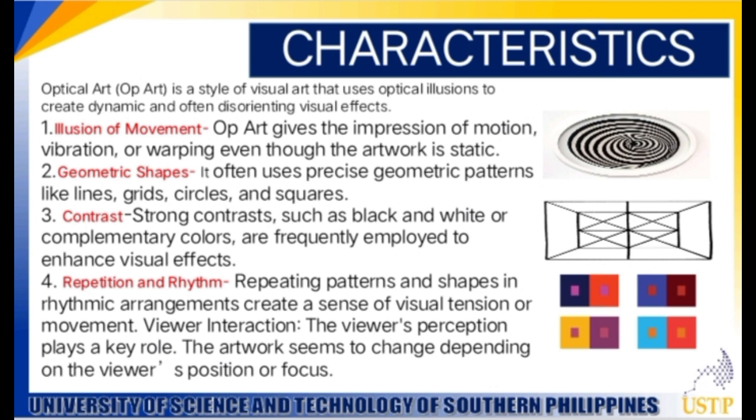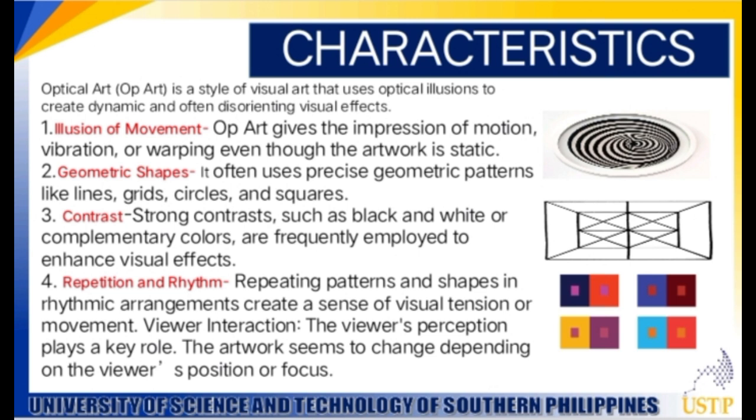So here are the characteristics of optical art or op art. The first one is illusion of movement. Op art gives the impression of motion, vibration, or warping even though the artwork is static. So the illusion of movement in optical art makes a static image appear to shift or flow, tricking the brain through patterns and contrasts.